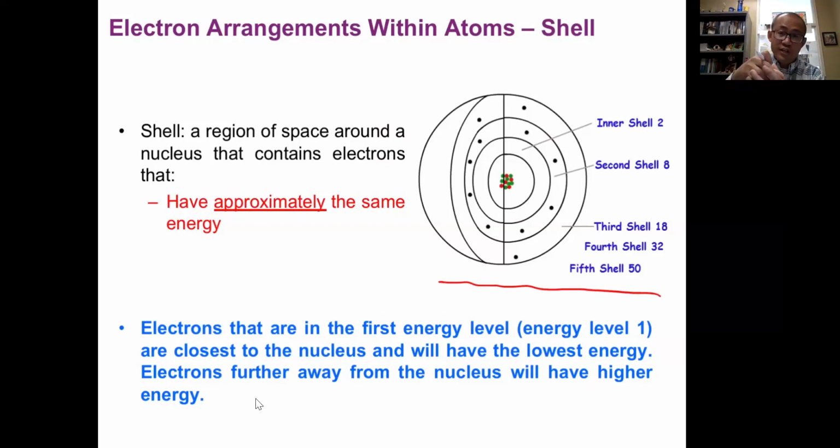So a lower shell has lower energy. Away from the nucleus, energy is higher. Shell is called energy level. That's how the empty space is divided. The first level is shell. Electrons within the same shell have approximately the same energy. Approximately. Later on, we're going to see that.